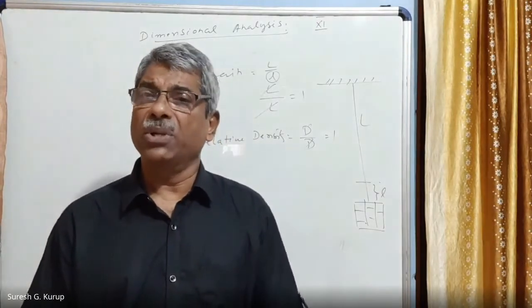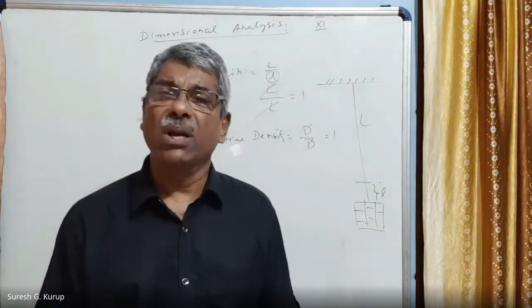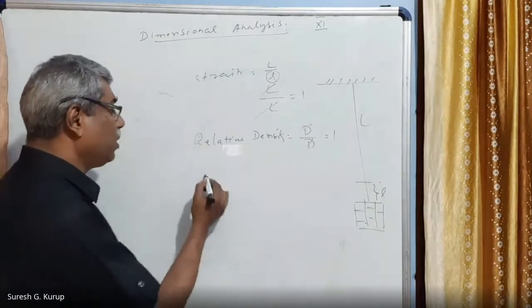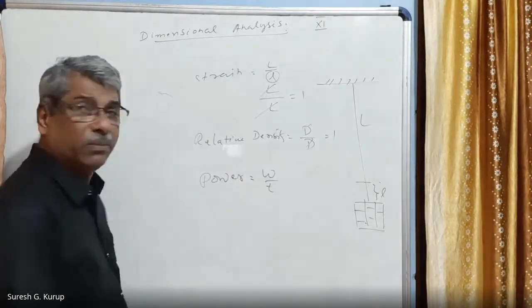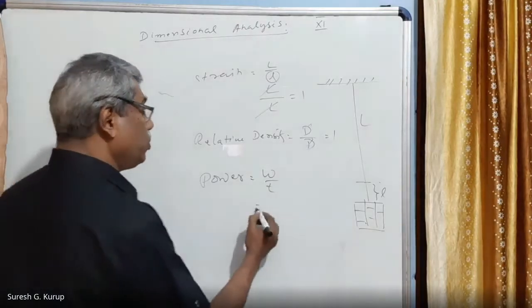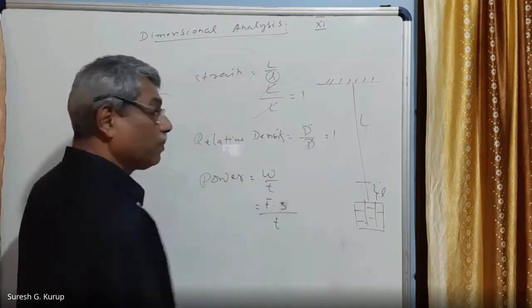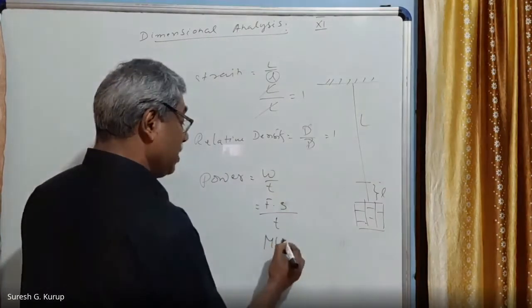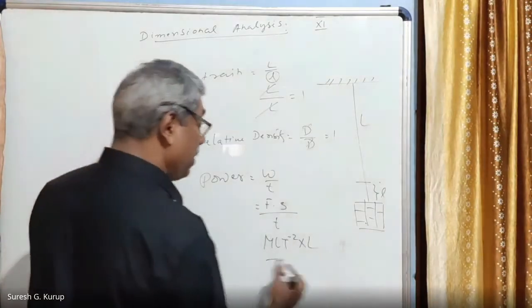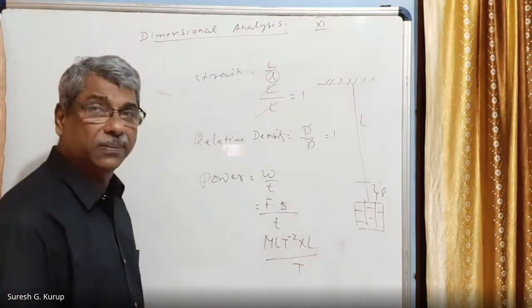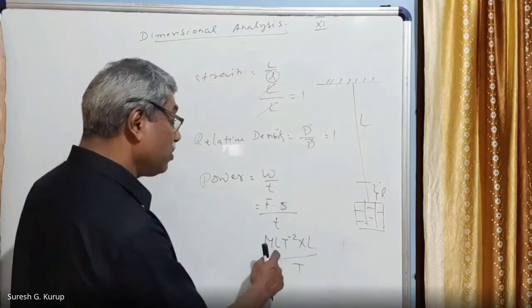So to write the dimensions of any physical quantity, you must know about the physical quantity. One more example I will give you, that is power. Power is equal to work done divided by time. Work done is equal to force into displacement. Force is mLt raised to minus 2, into displacement, which is L, divided by time, which is capital T. Everything means 1 by T means T raised to minus 3, right? L and L is L square.